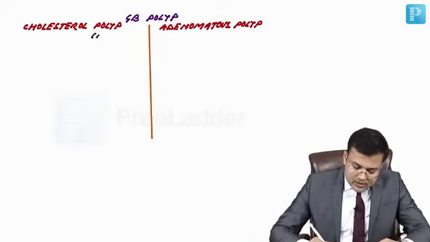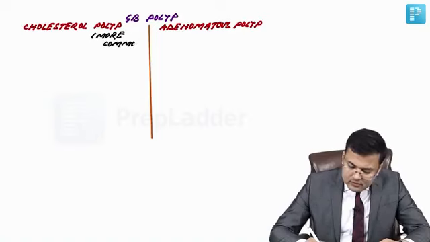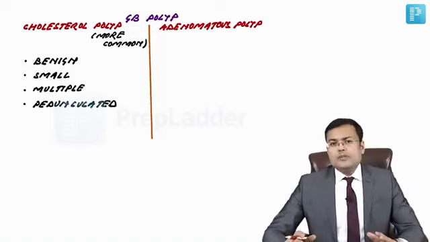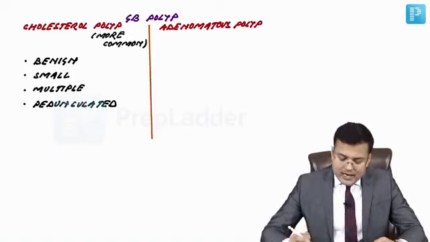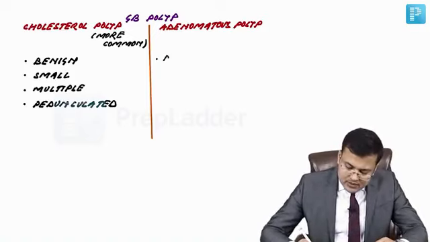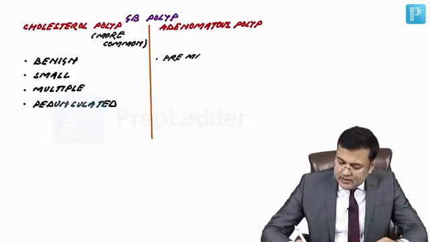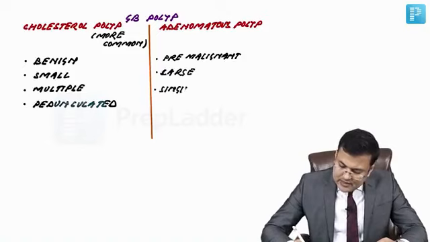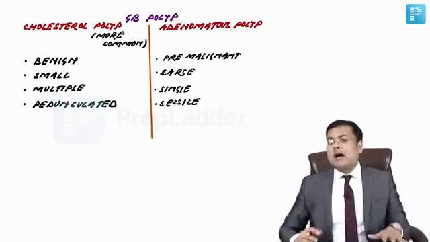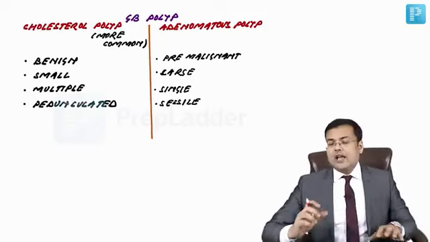Which one is more common? Cholesterol polyp. This is more common. Cholesterol polyps are benign, small. These are multiple and pedunculated. Whereas this adenomatous polyp is premalignant. Generally, these are large, single and sessile. Sessile means the polyp is not having any stalk. Pedunculated means it is having a stalk.